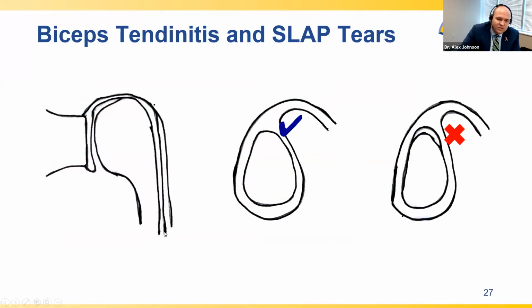So this is what it looks like. Your biceps tendon runs all the way up the arm, and then it attaches on this thing called your labrum. And the labrum surrounds the shoulder joint and deepens that joint and allows the joint to be a little more stable. So this is what it looks like if you're looking directly at the joint: you've got this biceps tendon coming in, and then it connects onto the labrum that surrounds the shoulder joint like this. And normally it works fine.